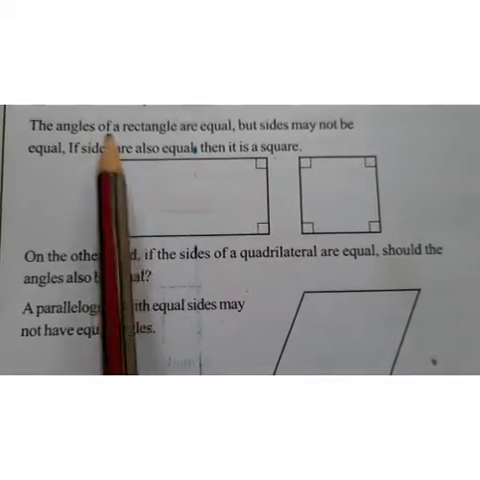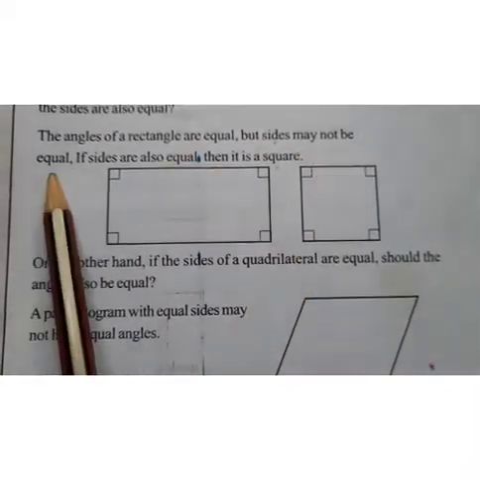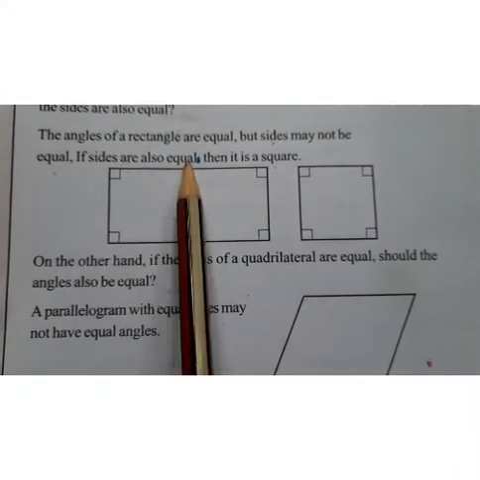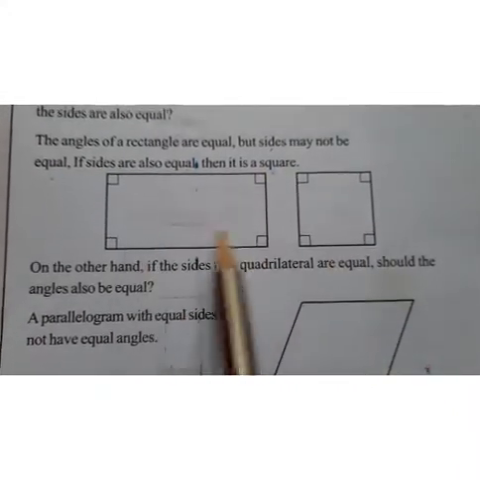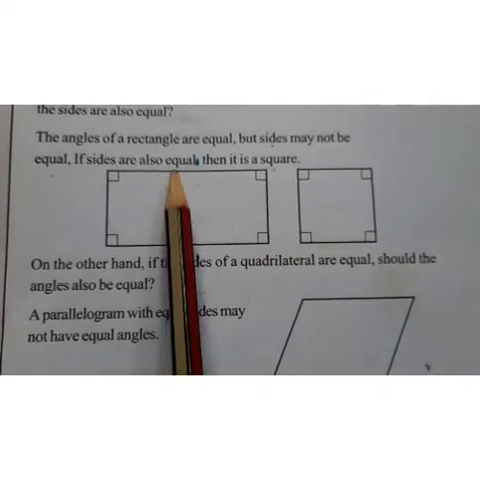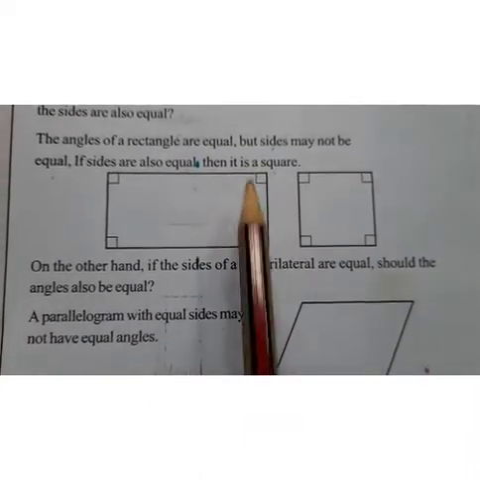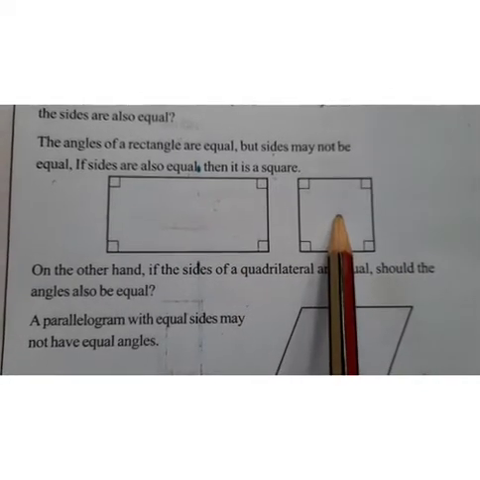The angles of a rectangle are equal, but the sides may not be equal. If the sides are equal, we can say it is a square. See the rectangle, these are the angles. What is the angle here? 90 degrees. But the sides are not equal. If the sides are equal and angles are equal, it is not a rectangle, that is the square.